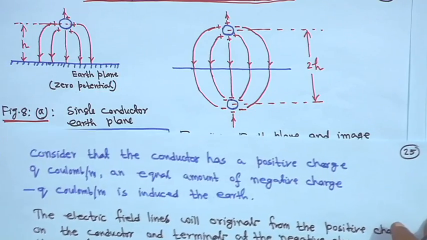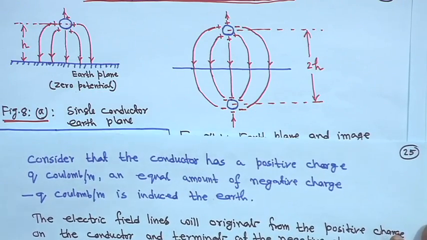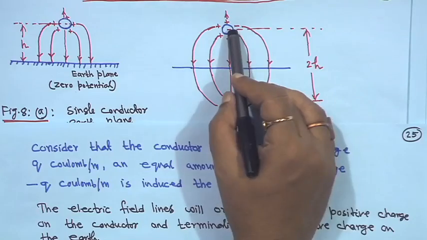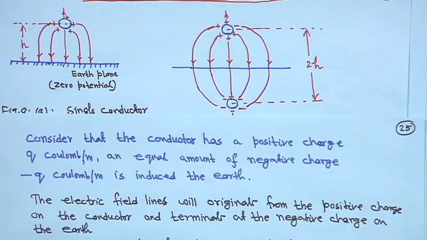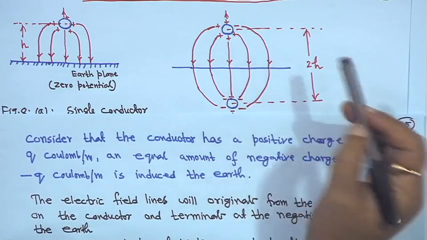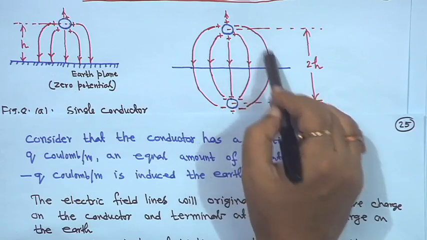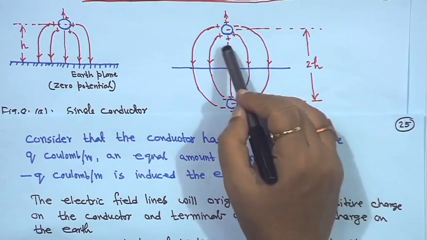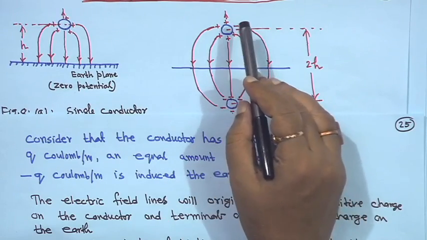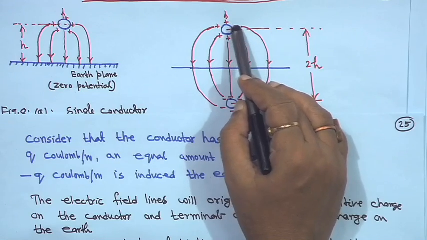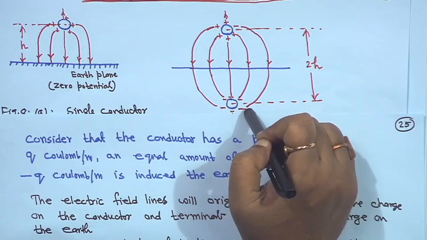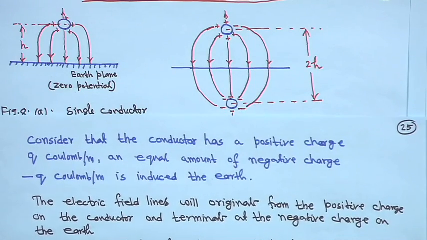Another thing is that the electric field lines will originate from the positive charge on the conductor and terminate on the negative charges. That is why it is drawn like this, originating from the positive charge, assuming this is a positive charge, and terminating here at the negative charge. And that is figure 8b, that means this one.